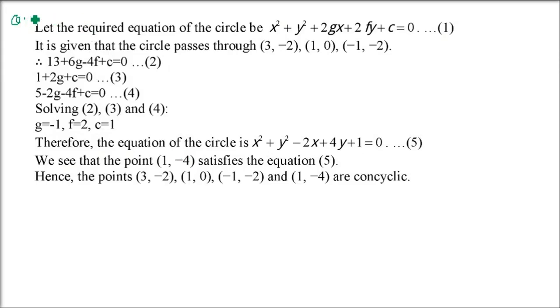This is question number 5. Show that the points, there are 4 points being given, 3, minus 2, 1, 0, minus 1, minus 2, and 1, minus 4 are concyclic.